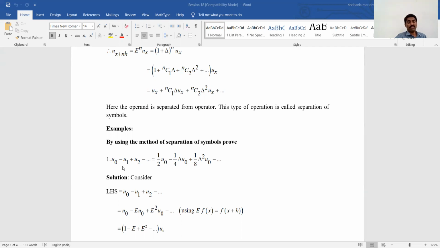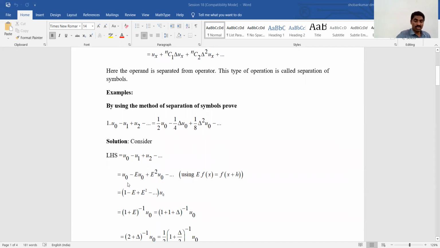Let us consider the left hand side: u0 minus u1 plus u2 minus and so on. We know that u0 you can write as it is, u1 can be written as E u0, and u2 can be written as E square u0. Therefore, u0 minus E u0 plus E square u0. Here u0 take it outside. Remaining is 1 minus E plus E square minus and so on, into u0.